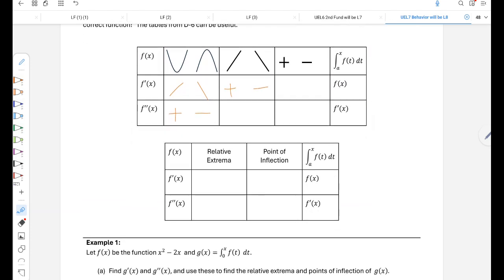Okay. All right, so let's fill in this second table. This goes right along with what we were looking at in the other table. So if I am at a relative extrema, what do I have for f prime? 0.